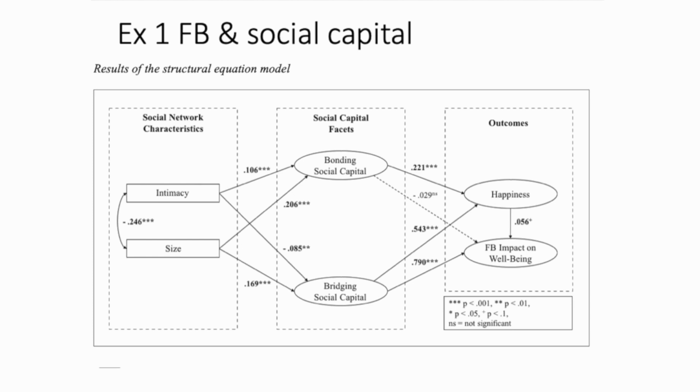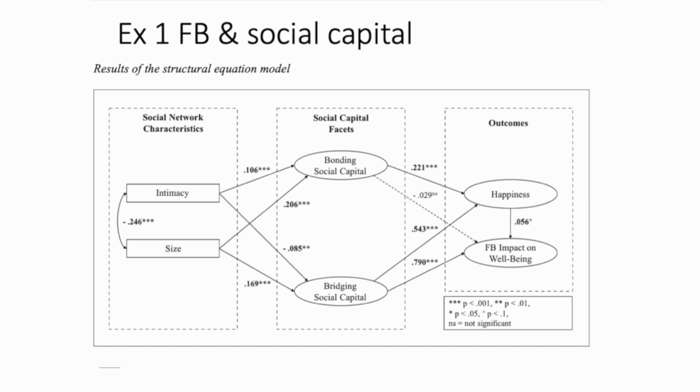We see that the mediating variables, bonding capital and bridging capital, have, in line with our hypotheses 3 and 4, a positive and highly significant impact on happiness. The impact of bonding social capital is stronger than the one of bridging capital. That is, stronger, closer relationships impact happiness more positively than loose relationships. In contrast to our hypothesis 5, we reject it, because the link of bonding capital on Facebook impact on well-being is non-significant.